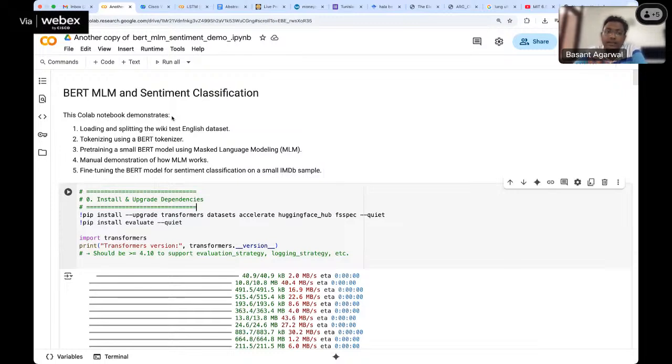We are first taking a data set from Wikipedia, which is in English language, and then we'll see how BERT tokenizer is being used for tokenizing the sentences. Then we'll use masked language modeling, and for that we'll use different functions for doing the masking, because masking is very important. We have to decide how much of the sentences should be masked. So we have to decide, okay, 10% or 15% or 20% of the words from the sentences should be masked. Okay, so let's just start.